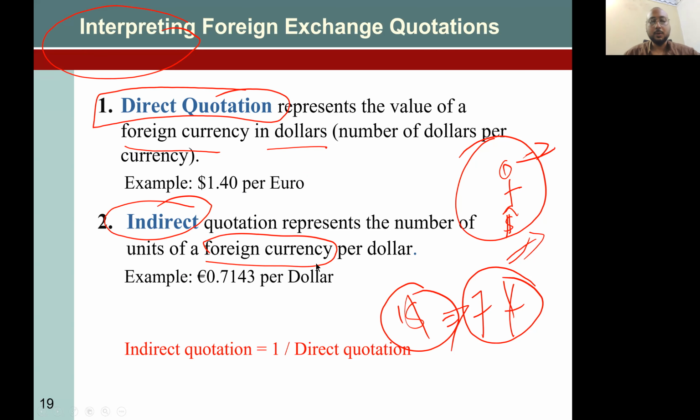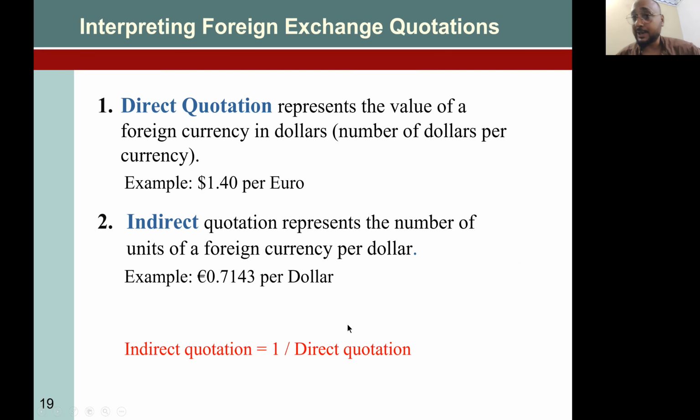Okay. So now what is direct quotation? That is how much one foreign currency is equal to your home currency or local currency. How many numbers of local currency? So home currency, US, local, sorry.